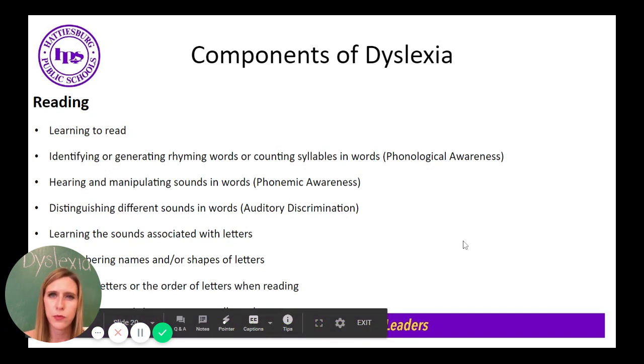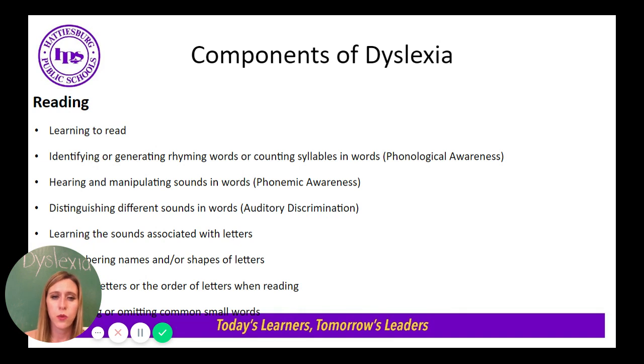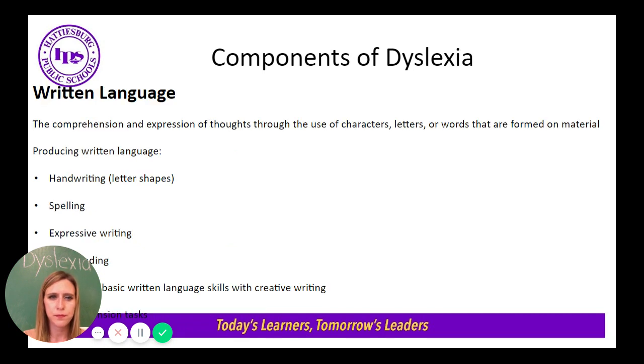Often when someone with dyslexia reads aloud, they will omit short words or small words in reading, such as the and of. That's another very common trait of dyslexia.